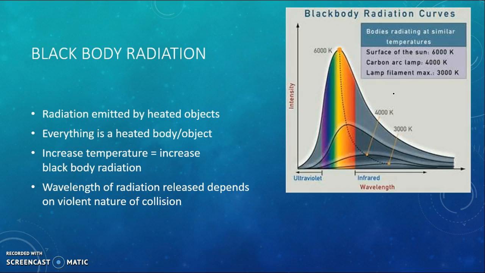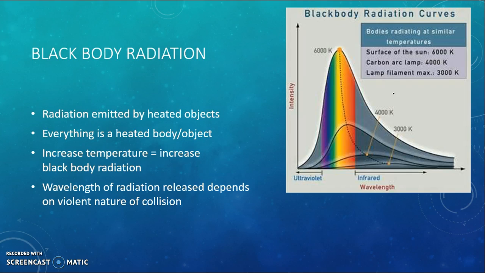If you increase the temperature of a body or a substance, you're going to increase the black body radiation that's being given off. It's pretty easy, right? And the wavelength of radiation that's being released depends on the violent nature of the collisions of the particles that's happening. And so that helps us to determine the temperature of a substance.